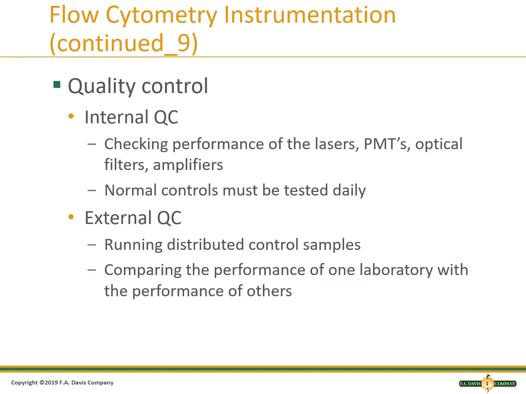Within flow cytometry instrumentation, you have quality control. You have internal quality control, which is checking the performance of the lasers, the PMTs, the optical filters, and the amplifiers. And then you have normal controls that must be tested daily, as we mentioned previously. And then you have external QC, which is by running distributed control samples that you can get from the manufacturer and comparing the performance of one laboratory with the performance of others.